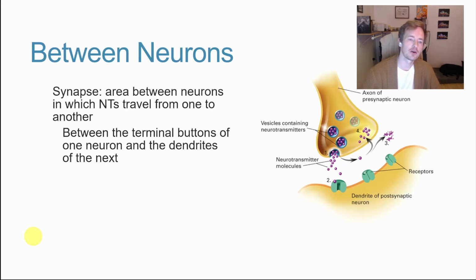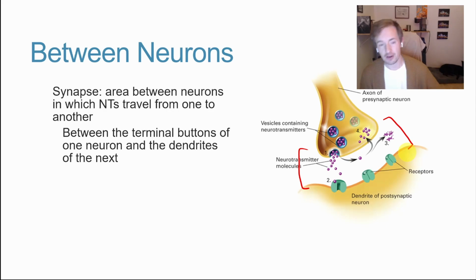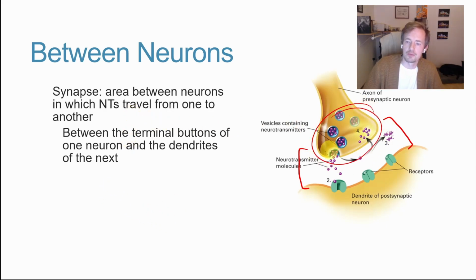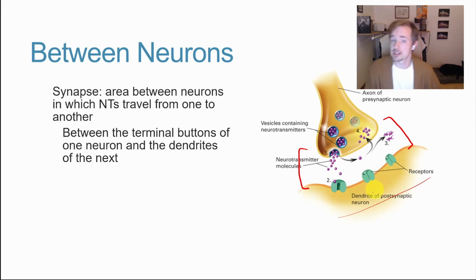Between the neurons, we have a gap, and this gap is called the synapse. One very common misunderstanding about neuroscience is that people think the synapse is a structure. It's not really a structure. It's an area between two or more neurons, and in this area the neurotransmitters move from the terminal button, or the axon terminals, over to the next neuron, the dendrite side.